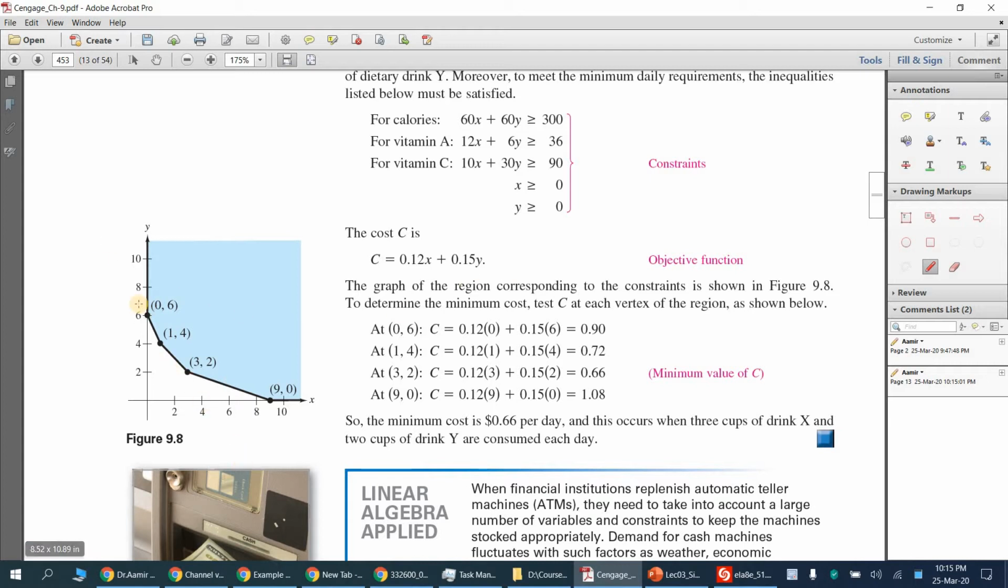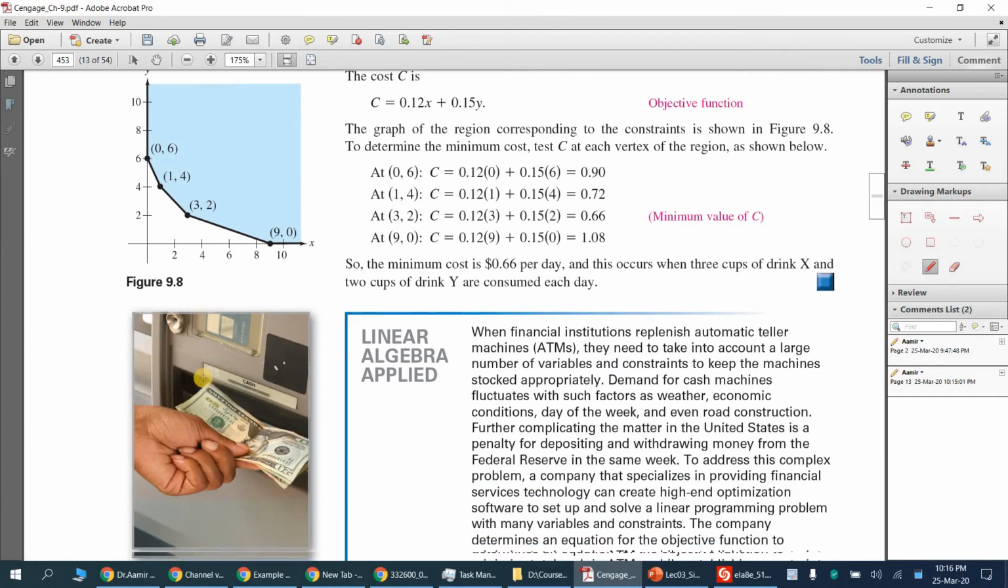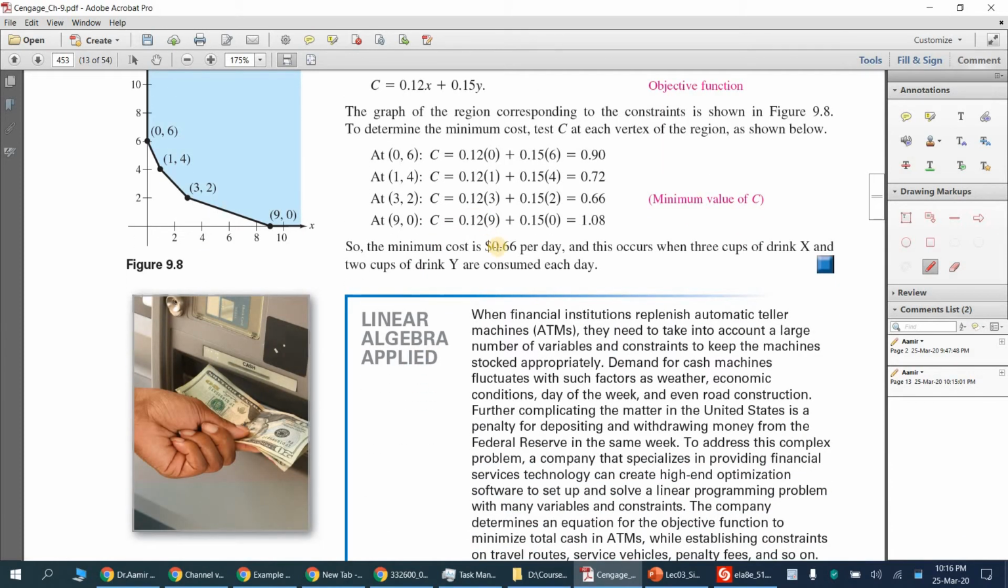And for this equation, you have got 4 corner points. You take these 4 points and put them in the equation, and you will see that the minimum value occurs at point C, which is 3 and 2. That's minimum. Clear? So the overall minimum cost that occurs per day is 66 cents.